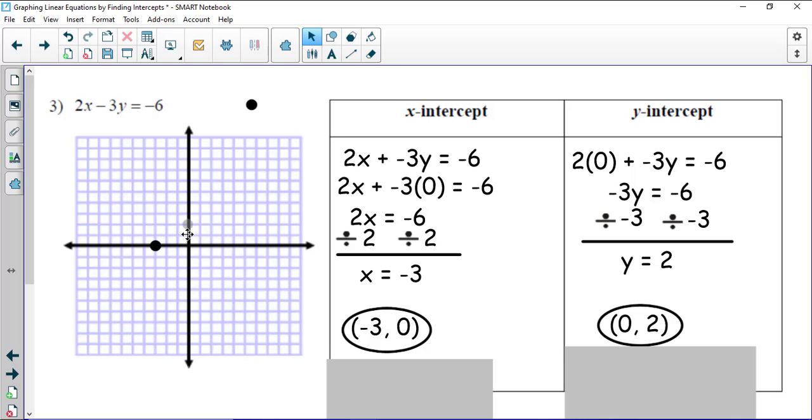Now keep in mind, you could still graph these lines and you would get the same line if you made a table as well. Graphing using the x and y-intercept is also an option here. So go ahead and connect these, and we'll put arrows on both ends.